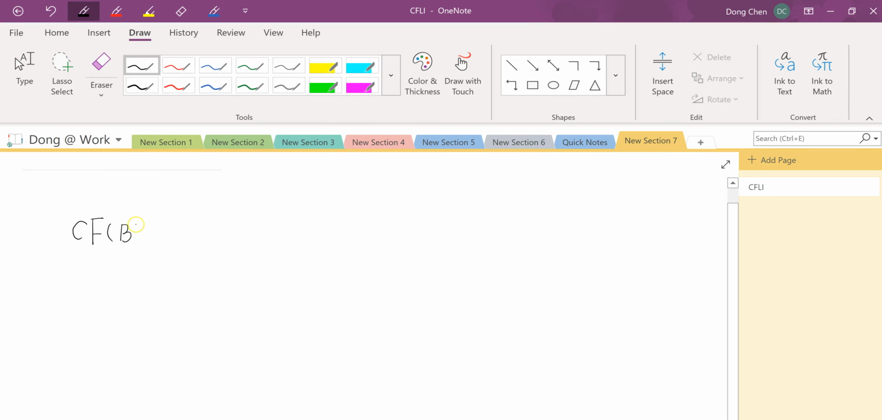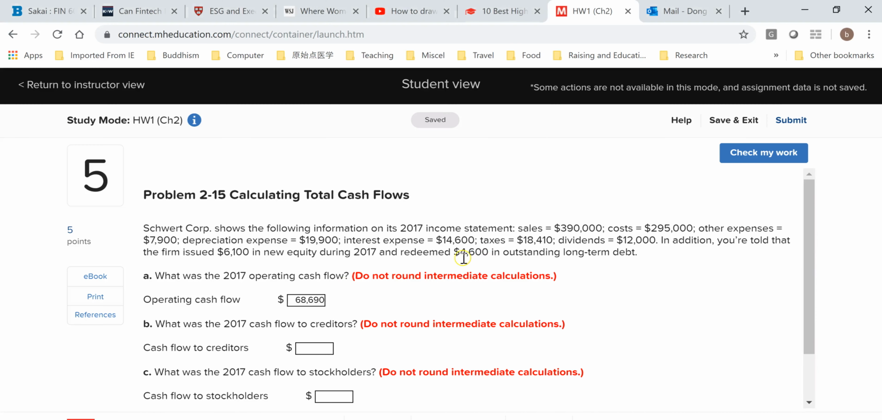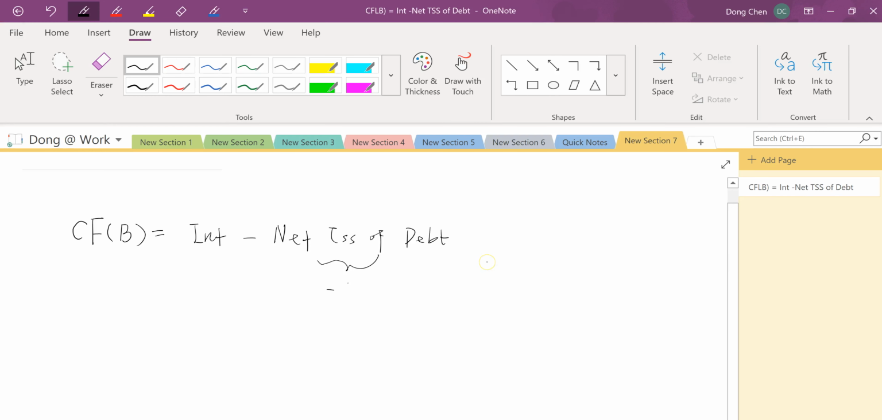to, let me use B to stand for the bondholders, and this is for the creditors. Cash flow to creditors is basically the interest and then minus the net issuance of debt. So net issuance of debt in this question turns out to be a negative number because the firm actually redeemed $4,600 on net. So this turns out to be a negative 4,600. So now you have a negative sign here.